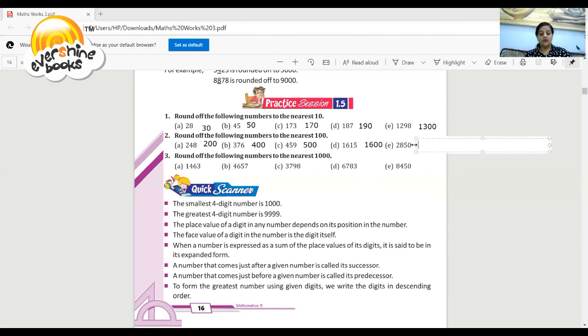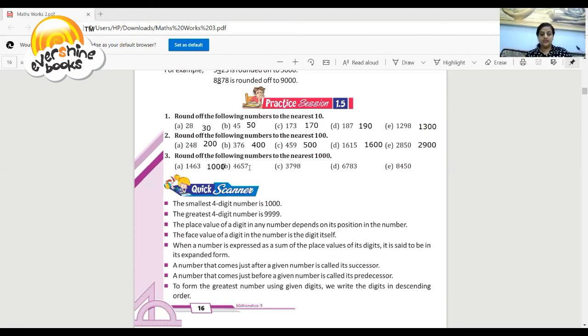2850 will become 2900 because it is 850. Okay, 850 means 50 is there at the tens place. Now we are going to round off the following numbers to the nearest thousand. For the thousand we will see the 100 place. 100 place is 4. So we are not going to add anything. We just put 1000.